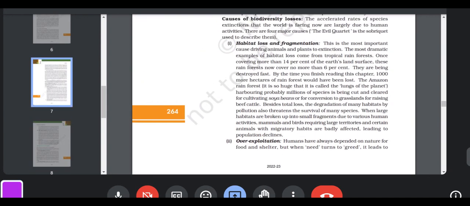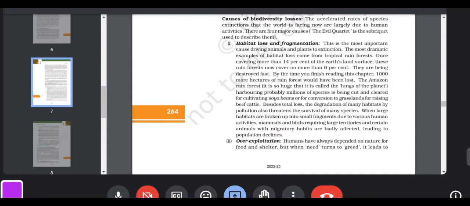So hope you understood, they are just saying that if habitat loss occurs, then many organisms will be affected, leading to mass extinction. They gave one example that earlier the total rainforest was about 14% of the earth, but now it is not more than 6%. Why is it so? Because people are exploiting the area, taking more area and using it for their own interest. Like in the Amazon rainforest, they cut most of the trees and grow soybean plants for their own interest.